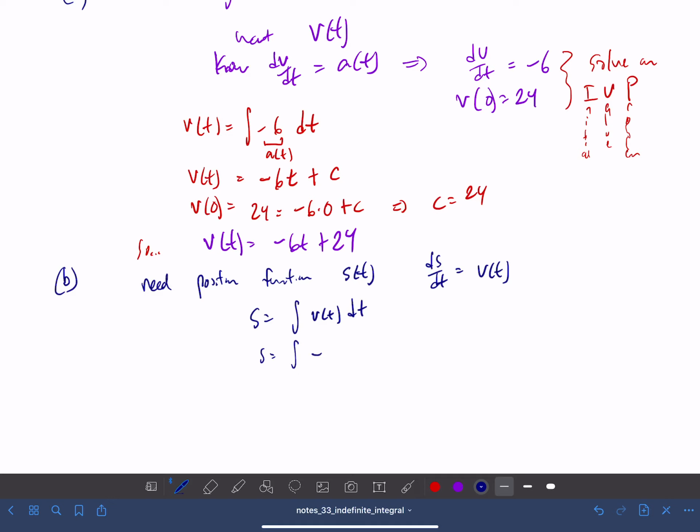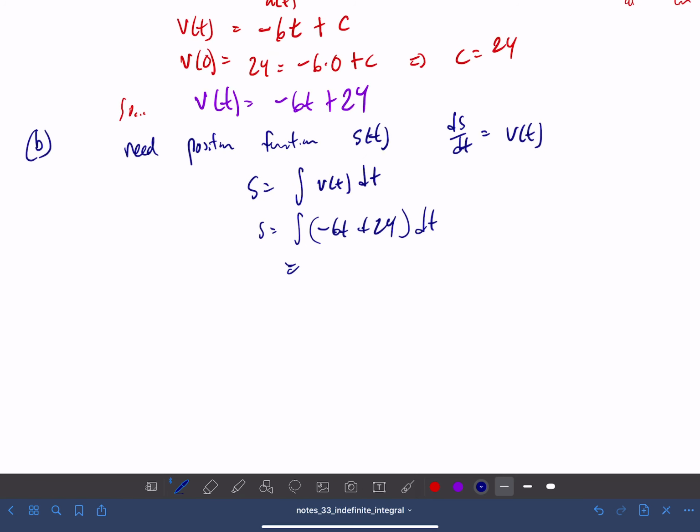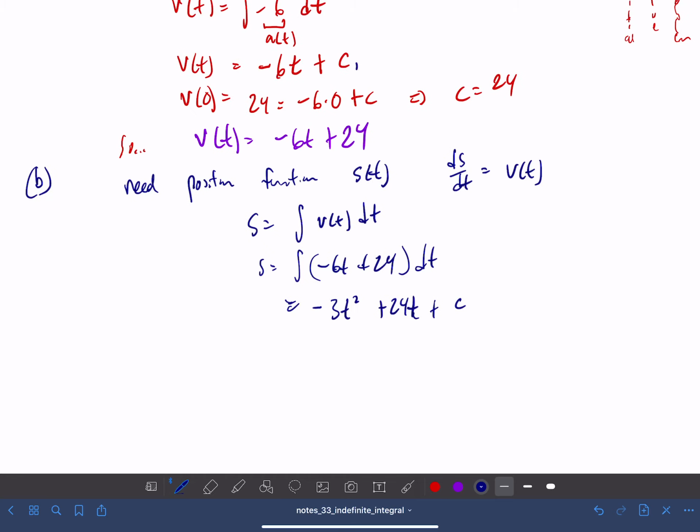That's the integral of minus 6t plus 24 dt, which is equal to, let's use now the power rule, minus 3t squared plus 24t plus some constant c. If you want to be really particular about this, we'll call those c1 and we'll call that c2. That way I'm not reusing the same symbol for different things in the same context, because that's a problem. So this is more correct.